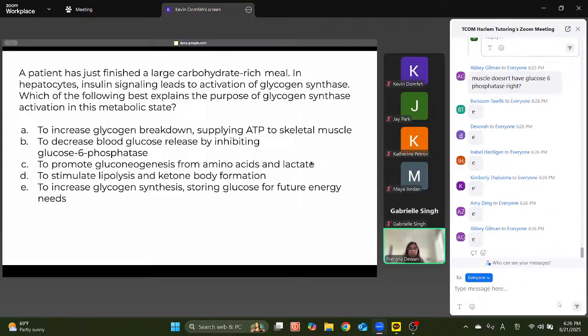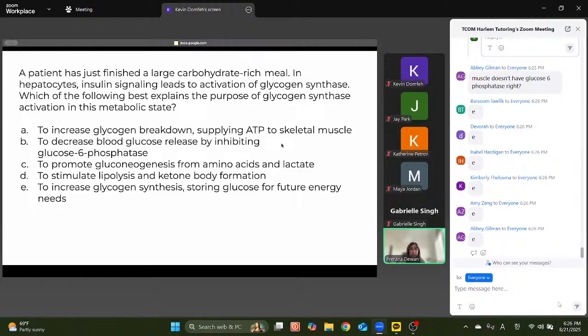All right, looks like everyone said E, which is the correct answer. Because after a carbohydrate-rich meal, your blood glucose is going to rise. So the insulin signals the liver to store that excess glucose as glycogen using glycogen synthase. That makes sure the glucose can be saved for your body's need for energy later on, rather than letting that blood glucose stay elevated.